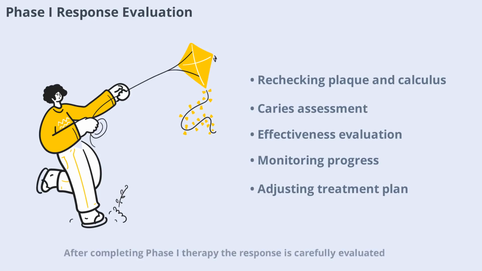After completing Phase 1 therapy, the response is carefully evaluated. This involves rechecking for plaque, calculus, and caries. The effectiveness of initial procedures is assessed, and any remaining issues are addressed. Evaluation ensures that the patient is ready for the next phase of treatment and that periodontal health is improving. By monitoring progress, clinicians can make informed decisions and adjust the treatment plan as needed.